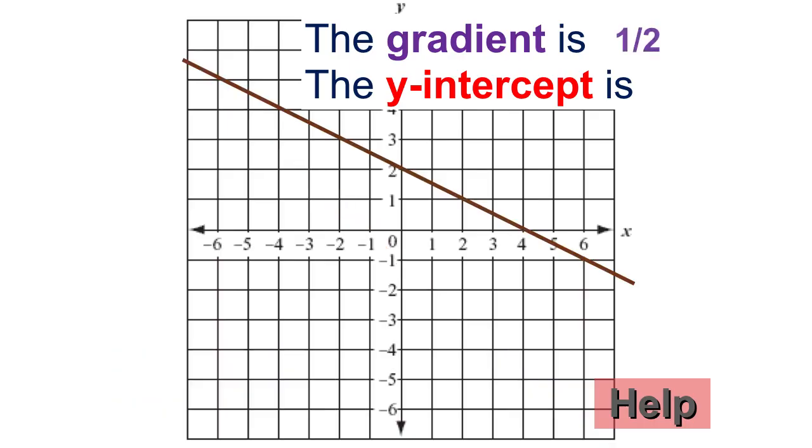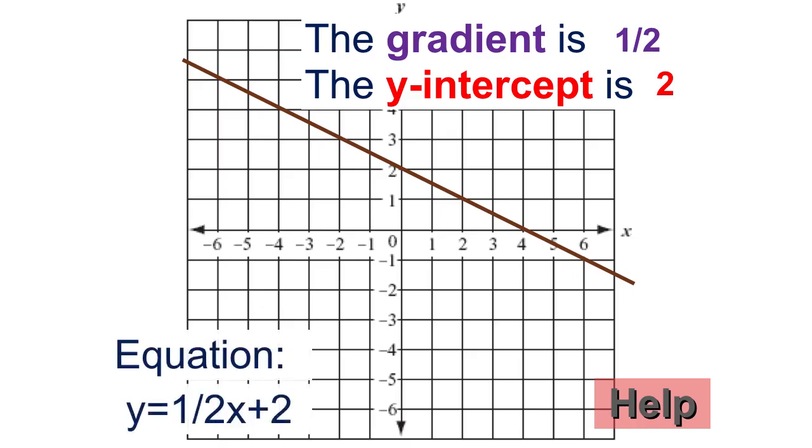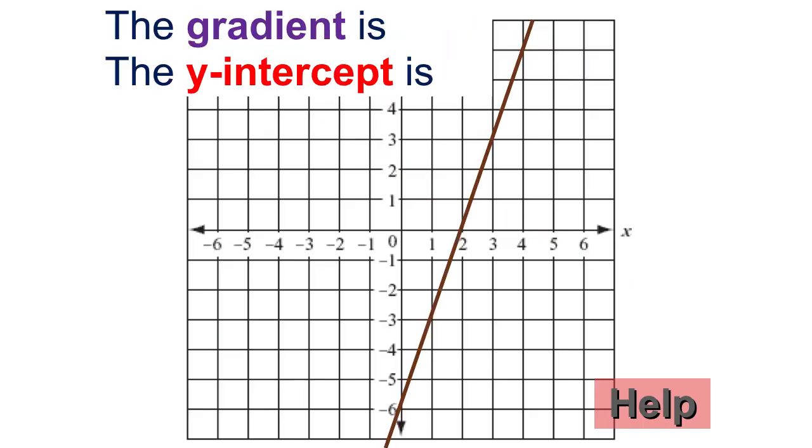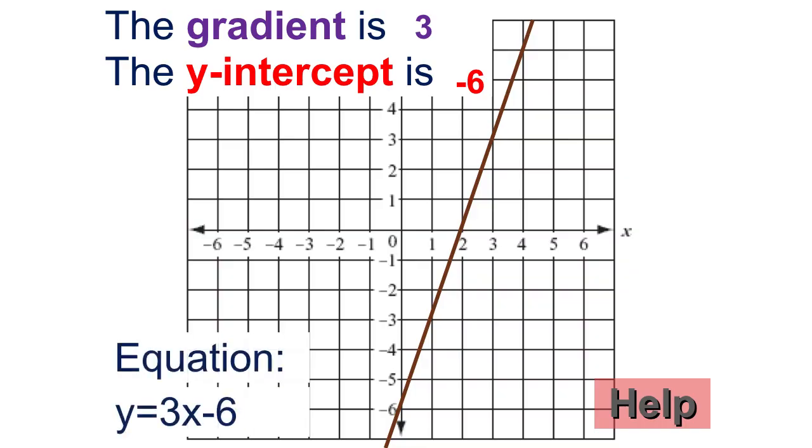When the gradient is half and the y-intercept is 2, how do we write the equation? That is our equation. Y is equal to half x, 1 over 2x plus 2. When the gradient is 3 and the y-intercept, tell me, what's going to be the equation? Y is equal to 3x minus 6.